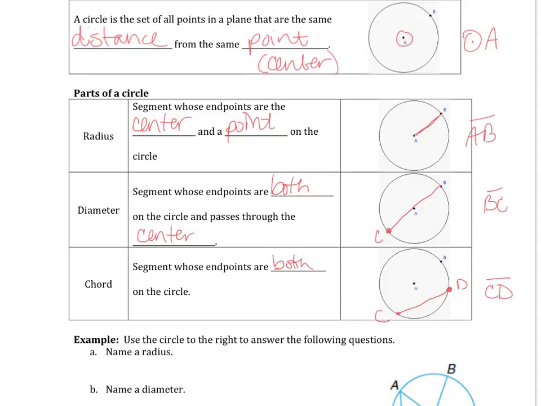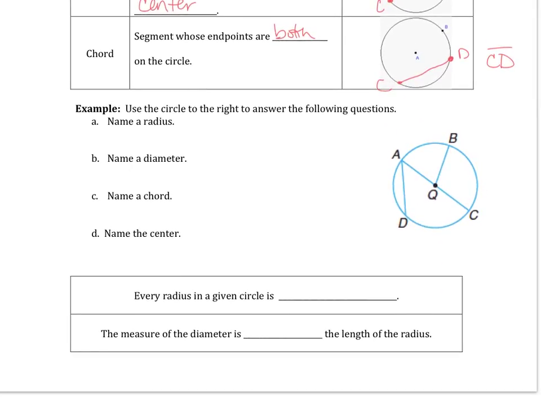All right, moving on here. We're going to use this circle over here on the right to help us answer these questions. Again, making sure we're using the right notation for anything we're naming. First one here is naming the radius. Looking at the radius over here, let's highlight it. There's a couple different ones we can pick from. I'll name them all, but you just name a radius.